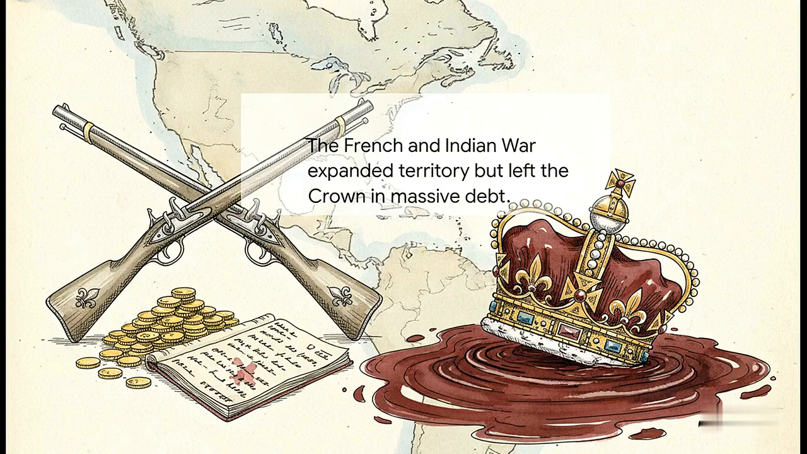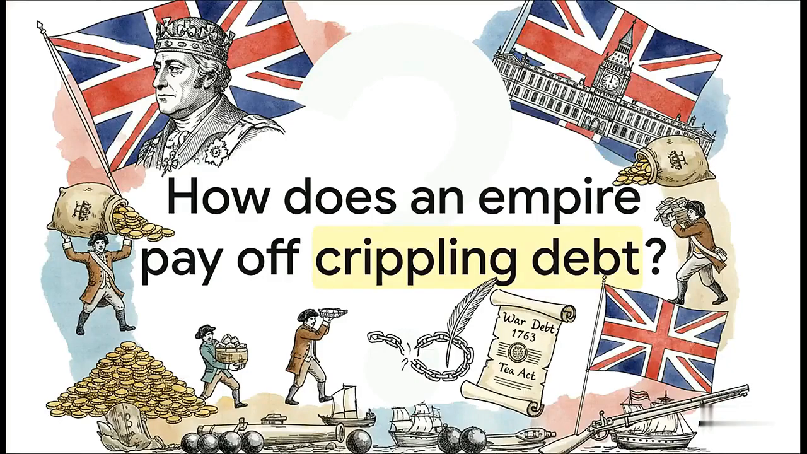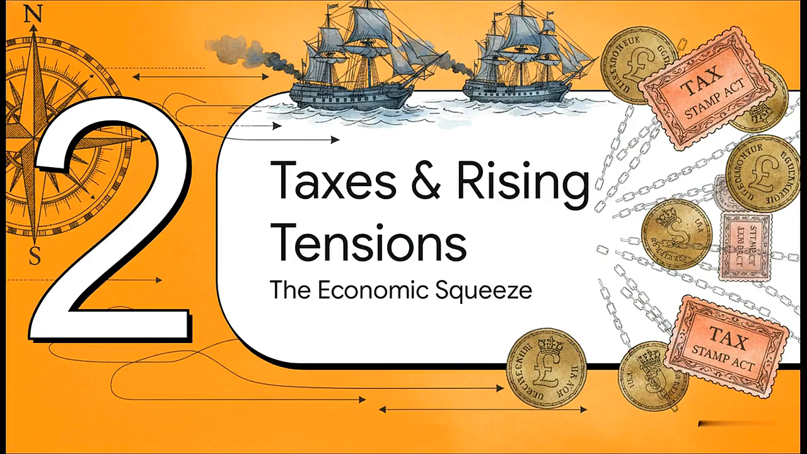Suddenly, the Crown is just drowning in war debt. So, I pose this question to you. How exactly does a massive empire pay off its crippling war debt? How did King George III and the British Parliament actually decide to balance their books after such a wildly costly military victory? That brings us to Section 2, taxes and rising tensions, or the economic squeeze.